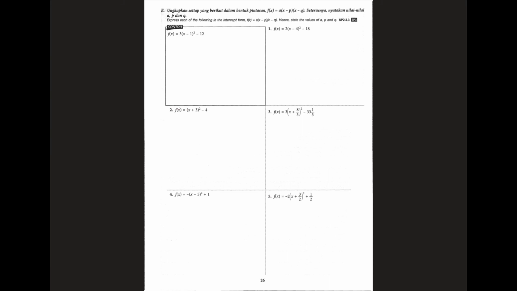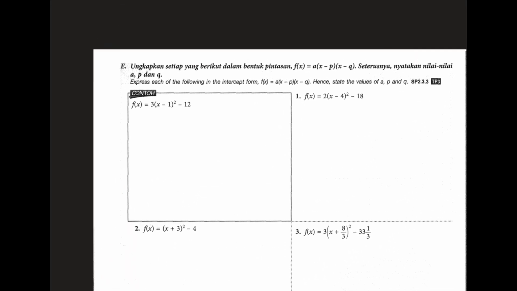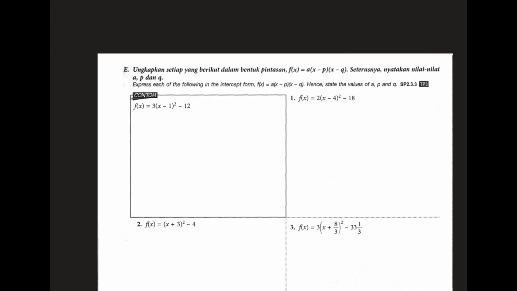Okay, so on this page, express each of the following in the intercept form. So f(x) equal to a(x minus p)(x minus q). That means factorize it. Okay. Hence state the values of a, p, and q. Okay, let's say example. They are giving us the vertex form, but they want intercept form.